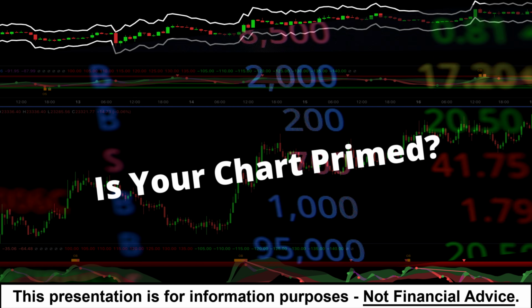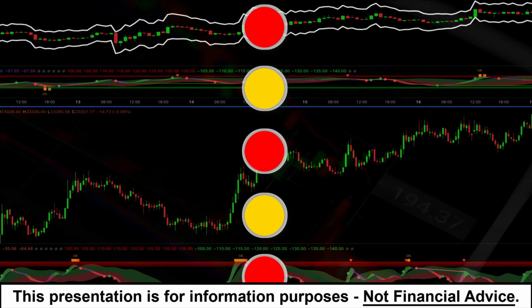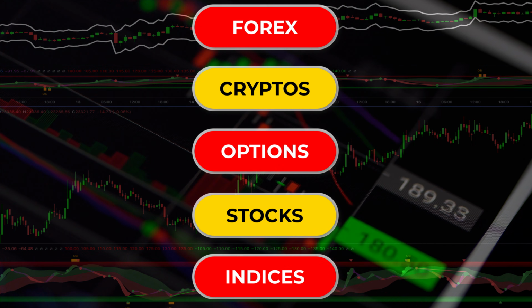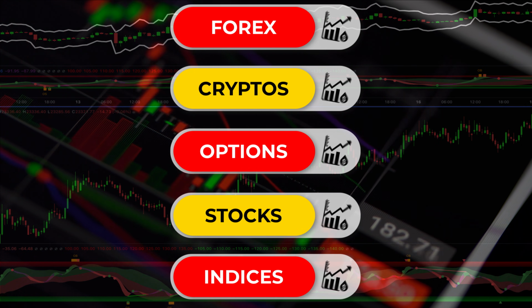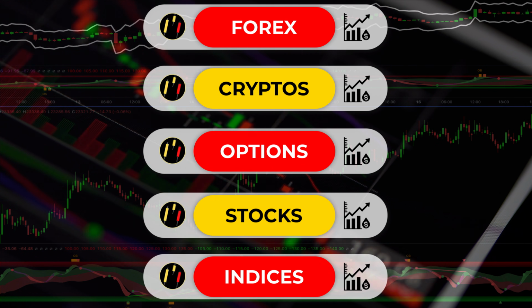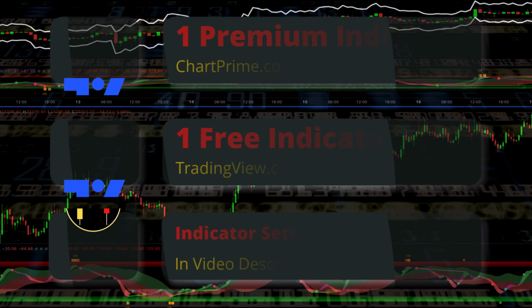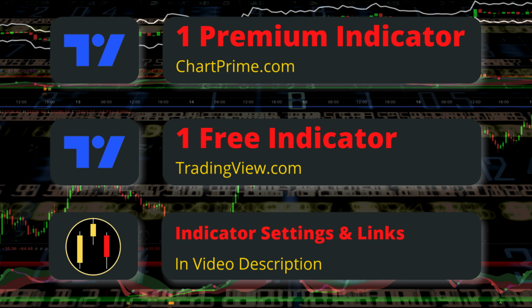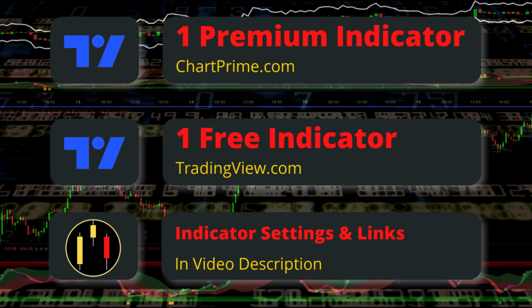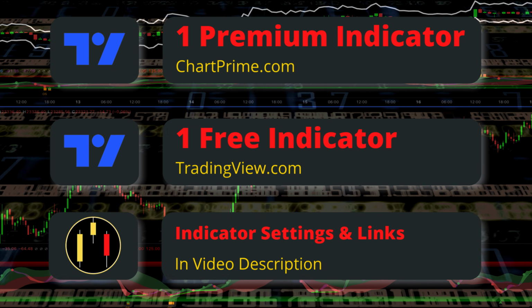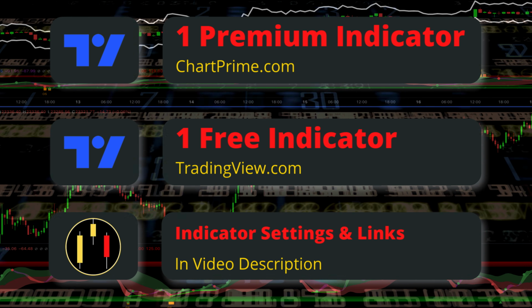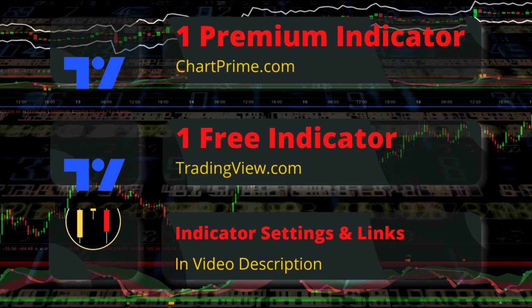I call this system Is Your Chart Primed? And like most trading systems, it can be adapted to Forex, crypto, options, stocks, indices, or any instrument that has significant volume and market participants. This trading strategy utilizes one free TradingView indicator and one premium Chart Prime indicator. As always, links and settings to all indicators are listed in the description.